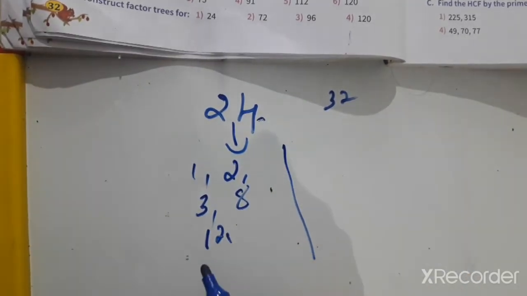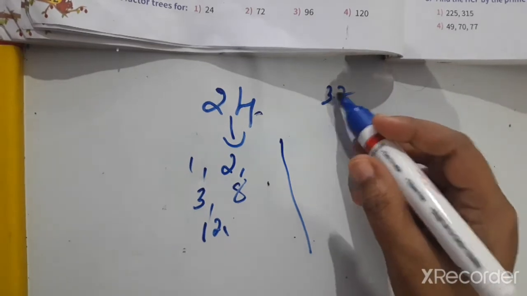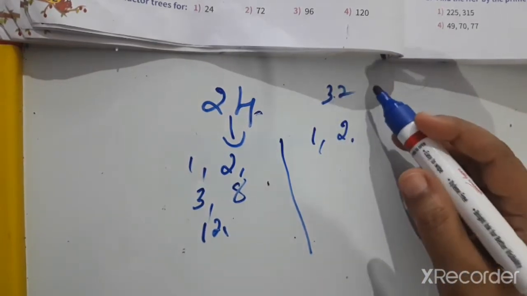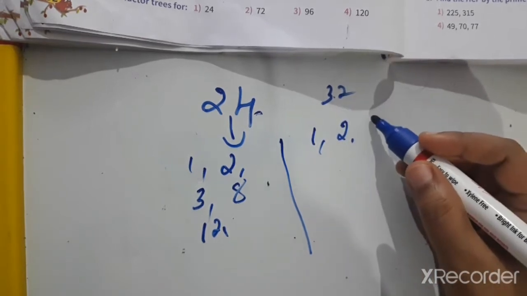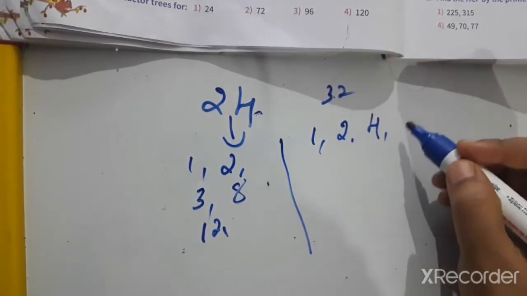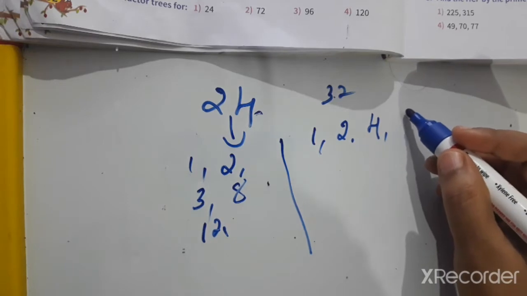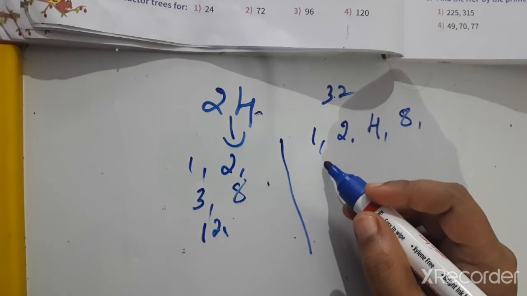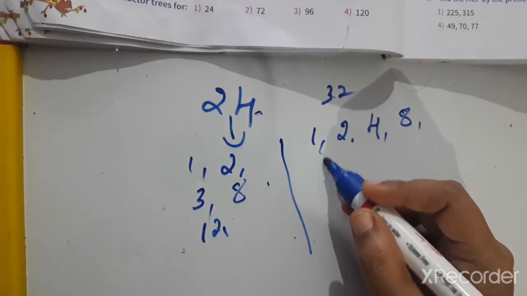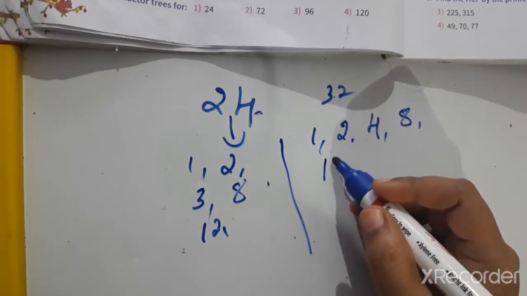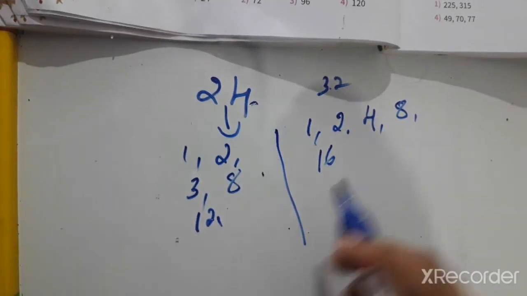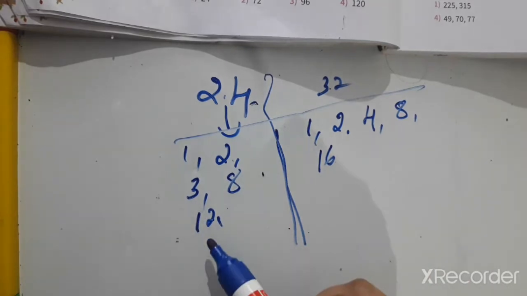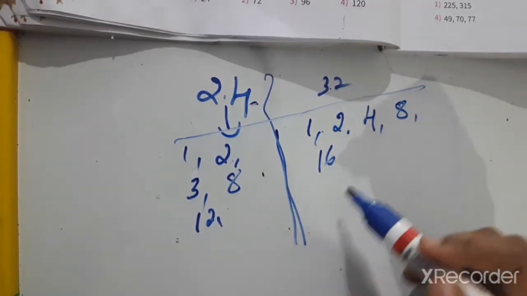12 twos are 24. 2 also, 2 sixes, and 4, 8, and 16. Factors of 24 are 1, 2, 3, 8, 12, and factors of 32 are 1, 2, 4, 8, 16.